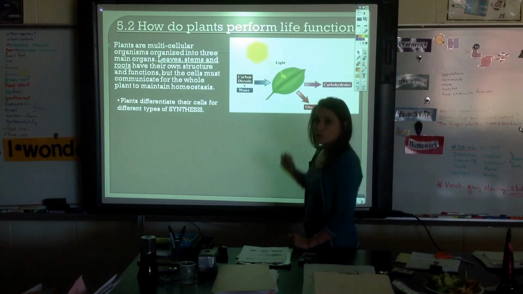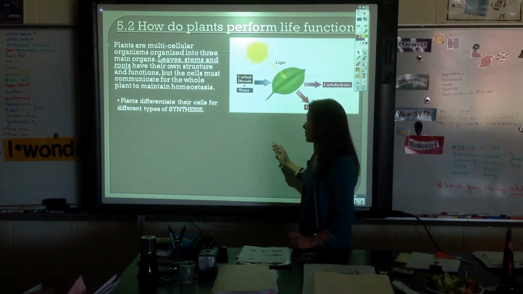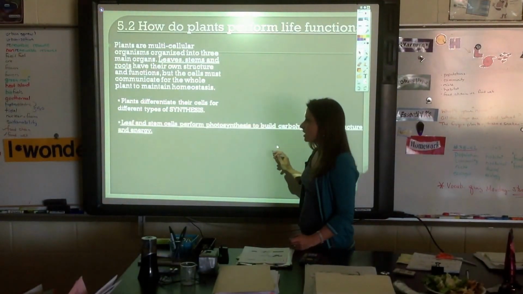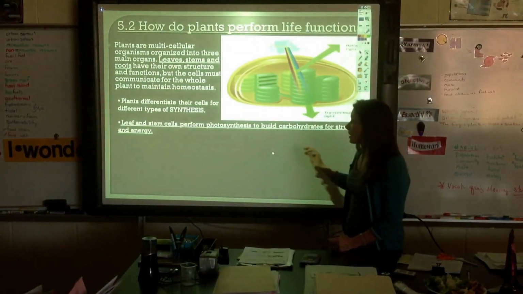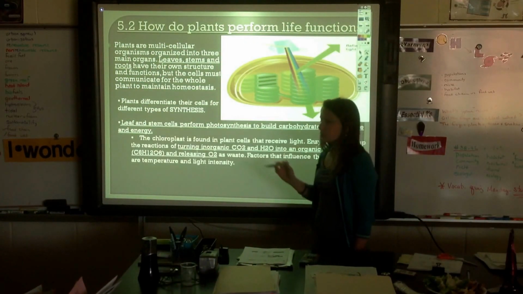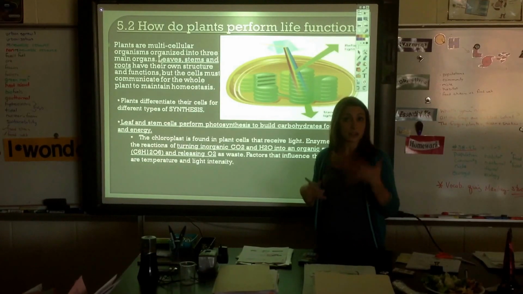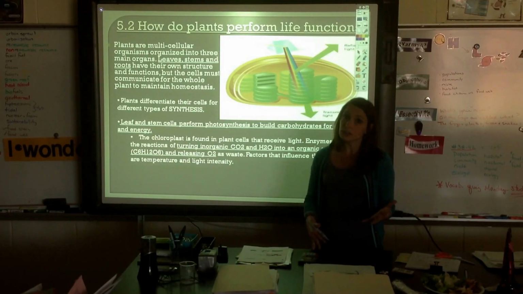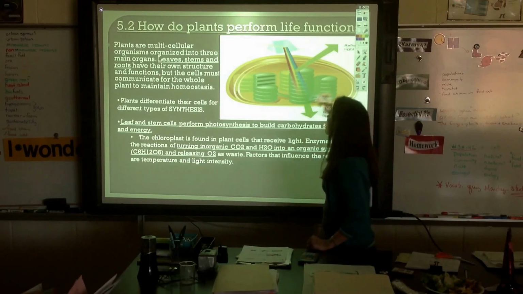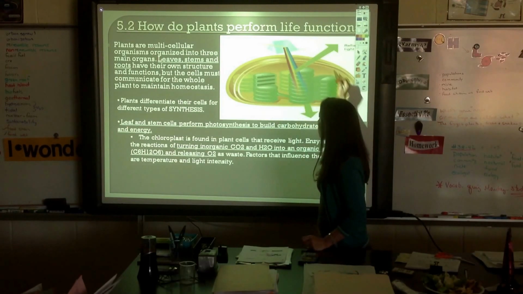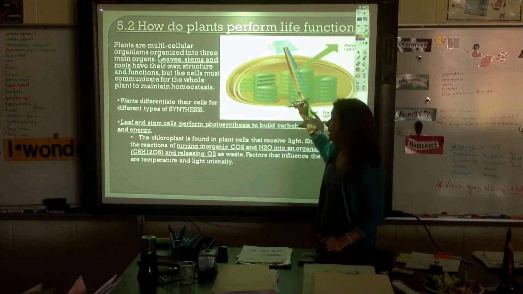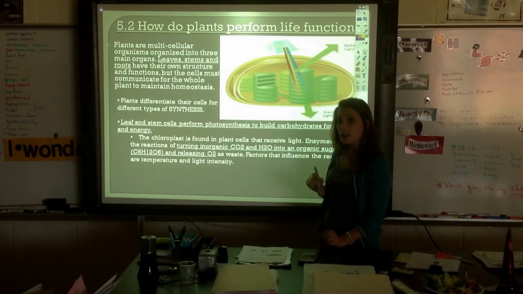sugar and release oxygen. So it's really important that as you are studying in this unit, you really study what photosynthesis is, because it's one of the most important life functions of a plant. It's how a plant survives. Without photosynthesis, plants don't have any of the things that they need to live. And of course, we can relate this to the structures of a plant, looking at how a chloroplast helps the plant perform photosynthesis.